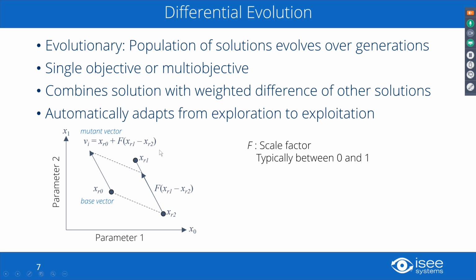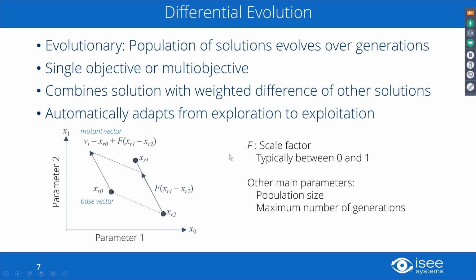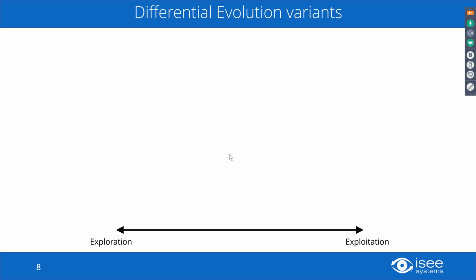And it automatically adapts from exploration to exploitation. And how fast it does that is controlled by both the variant of differential evolution you use, which we'll talk about on the next slide, and the value of F. So the larger the F, the more it will explore, and the smaller the F, the less it will explore. The other main parameters, because it's evolutionary, we need to be able to set the population size, that's how many solutions we have each generation, and the number of generations that we want to run. So that's a little background information.